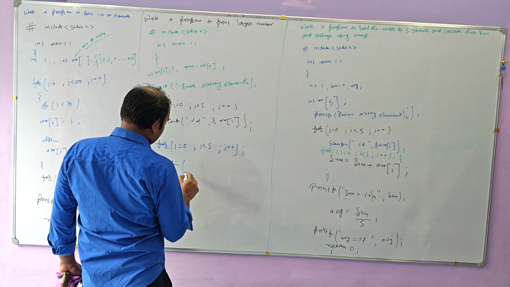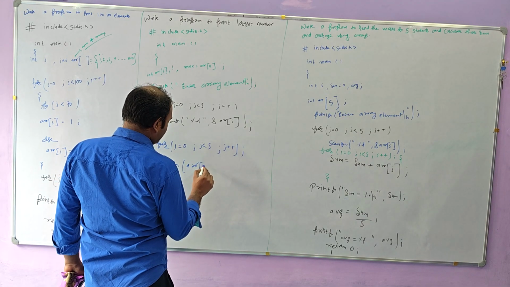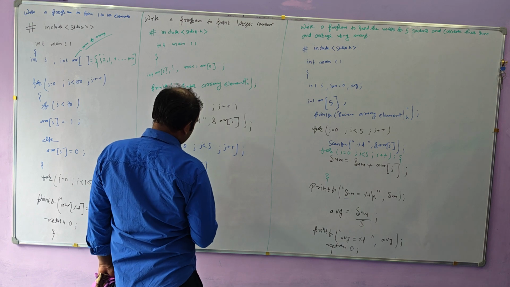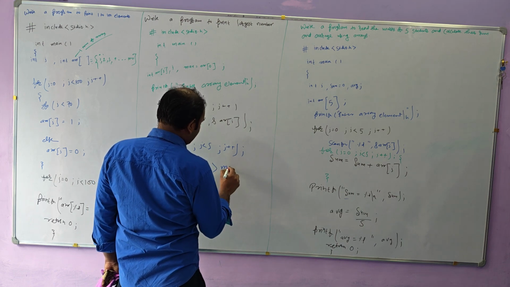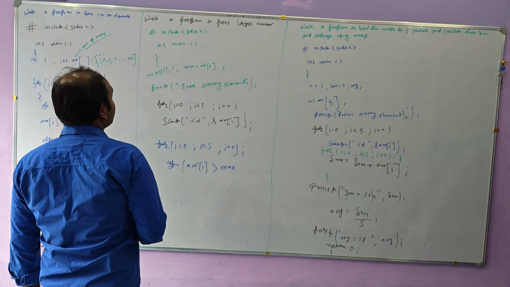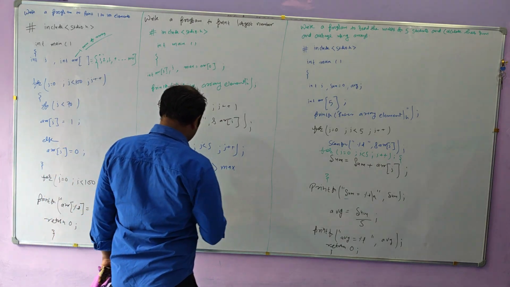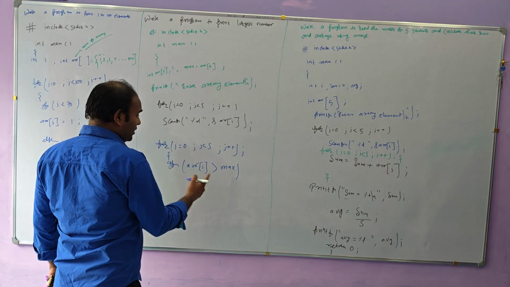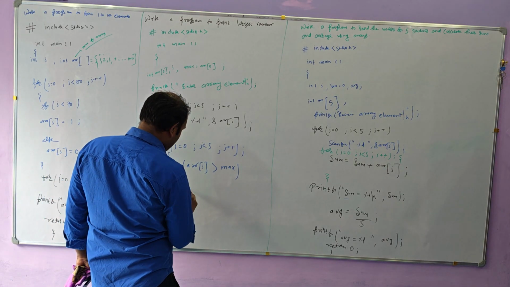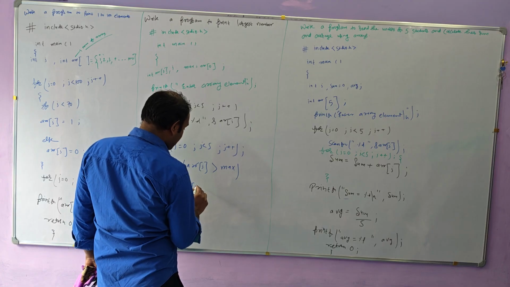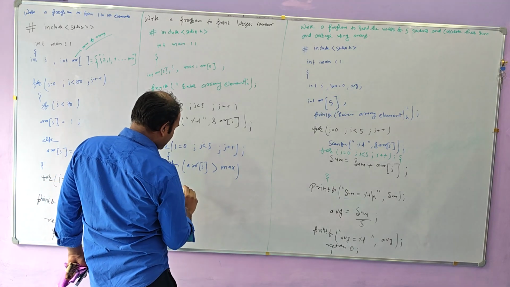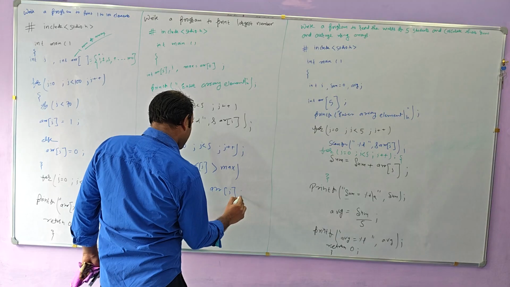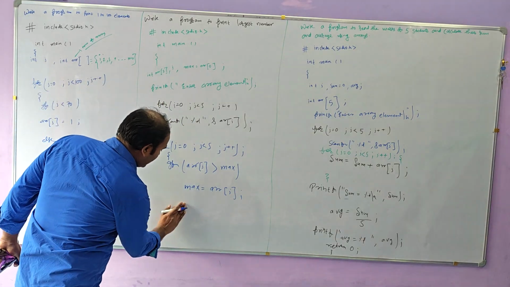So if AR of I is greater than max, then now we need to use curly braces because we have more than one statement. So max is equal to AR of I. That's it. Now braces close.